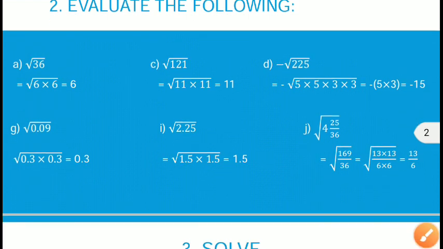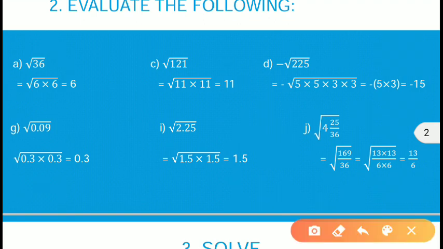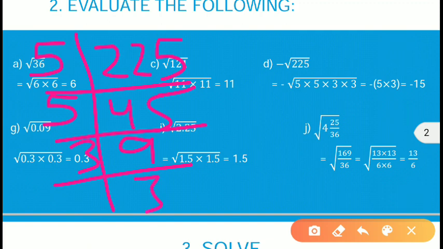Next is minus under root 225. When you factorize this 225, first divide it by 5 times. This will give you 45. Again do 5 times. This will give you 9. Again divide this by 3 times. Okay, so this is the factorization. As you all know how to do a prime factorization, so this was the prime factorization.